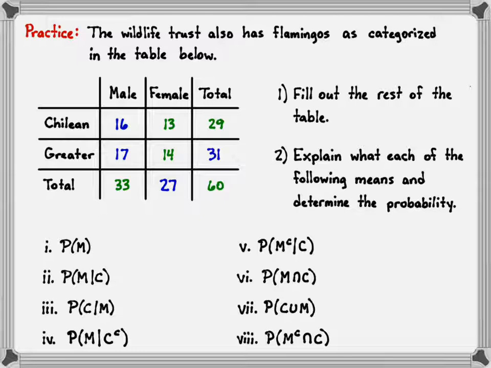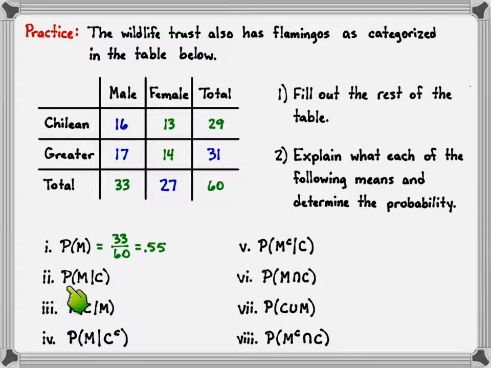And then for 2, it says explain what each of the following means and determine the probability. Well, in question 1, it says what's the probability that a flamingo is male? So notice there's no conditional here. There's no requirement. It's just what's the probability that the flamingo is male? So that would be the total males, 33, out of the total flamingos, 33 out of 60. Again, our sample space is everything. The only time our sample space gets smaller is if we have conditional probability. And so that works out to 55%.